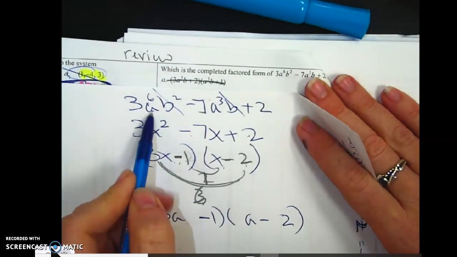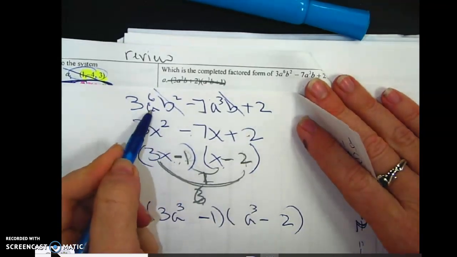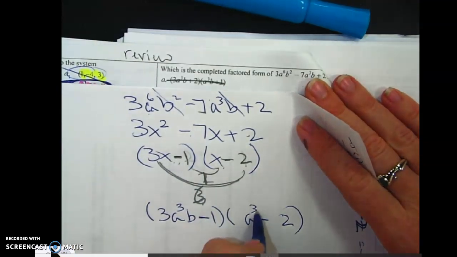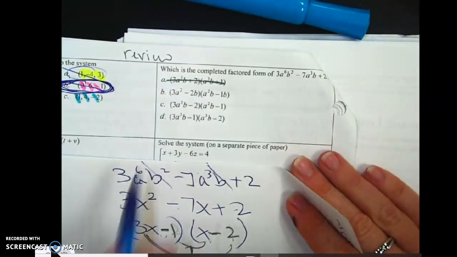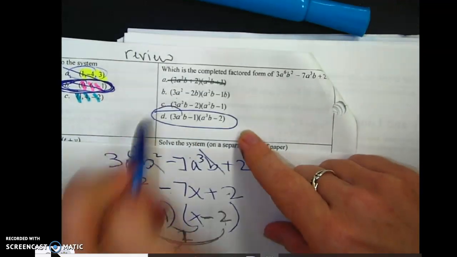Okay? But it's a to the 6th, so a cubed and a cubed is a to the 6th. It needs to be the b. The b is on the front end, so I need to put the b on the front end too. And b times b is b squared. So let's see what matches. 3a cubed, ab, boom. Okay?